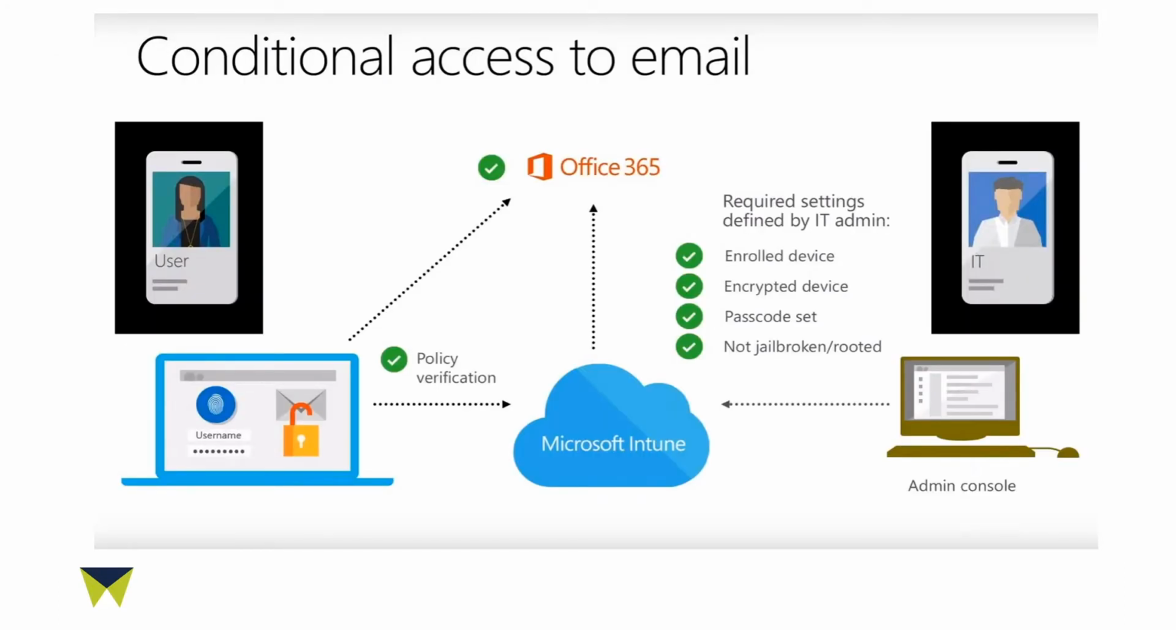So an example here is essentially when the user tries to access their email outside of their corporate network, the device connects with Office 365, which says, hold on a minute, we need to check with Intune that this is okay. It sends the request to Intune, which double checks that the device is enrolled, encrypted, got a password set, and it's not jailbroken or rooted. It then sends it back to the device to say, yep, you can access this, don't worry about it, and then it lets you in.